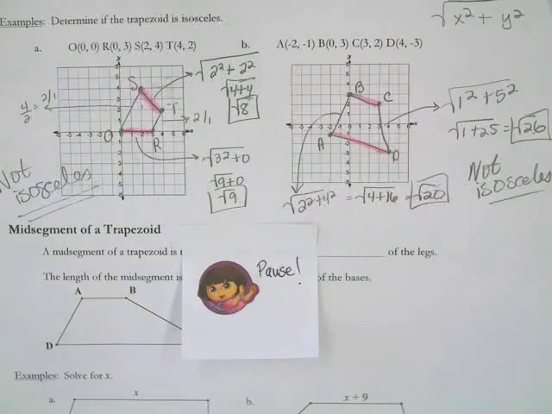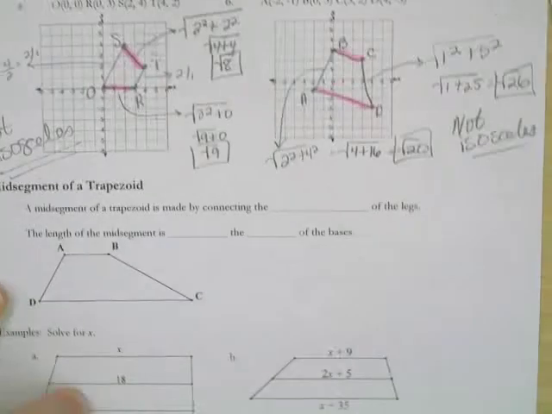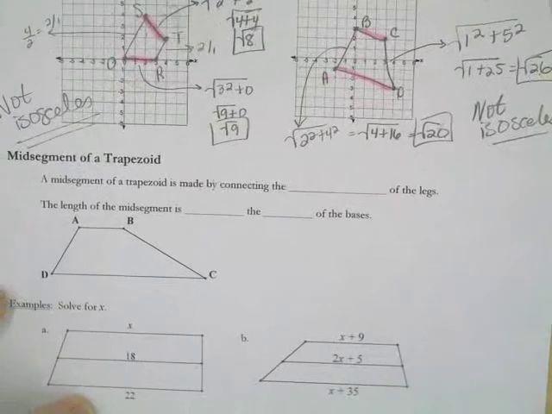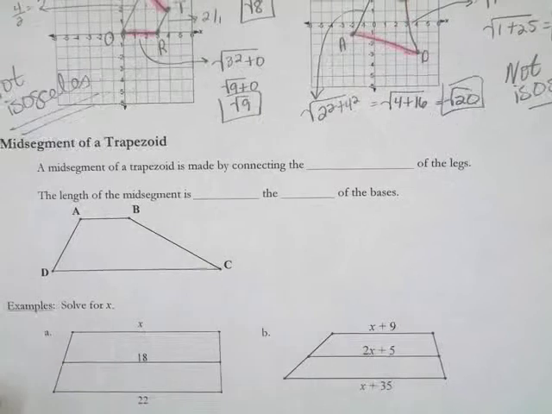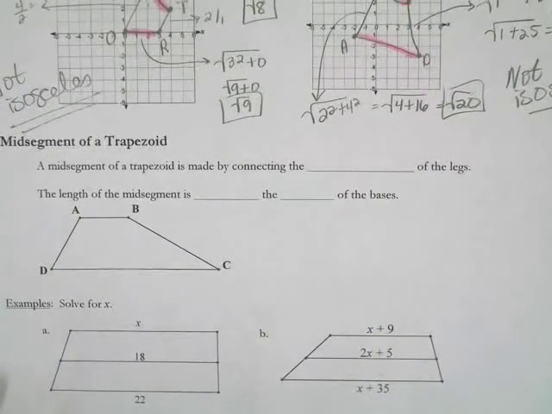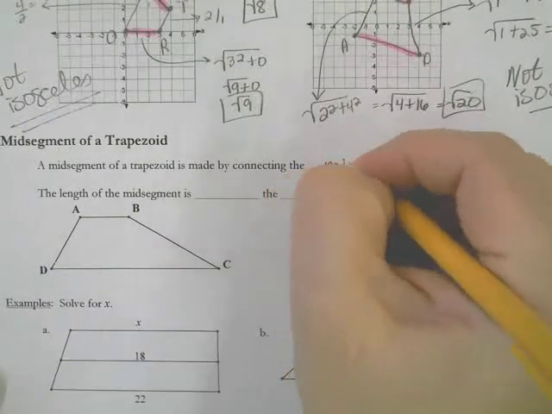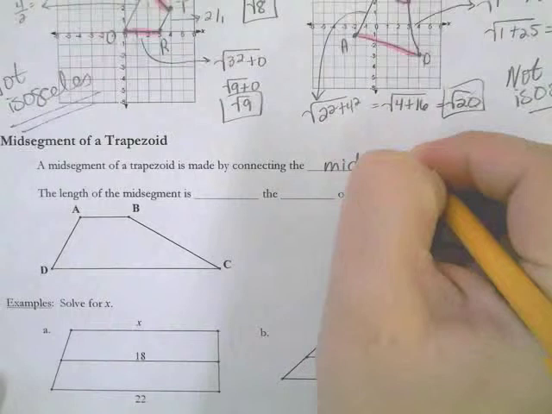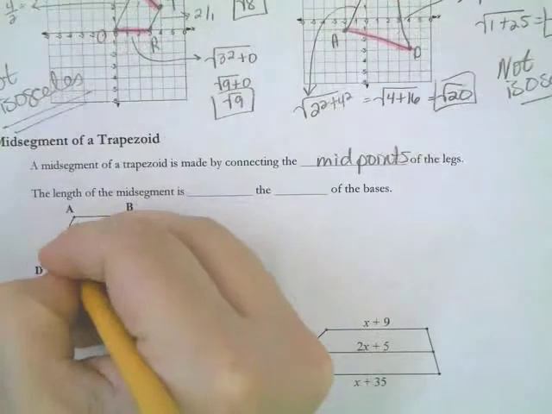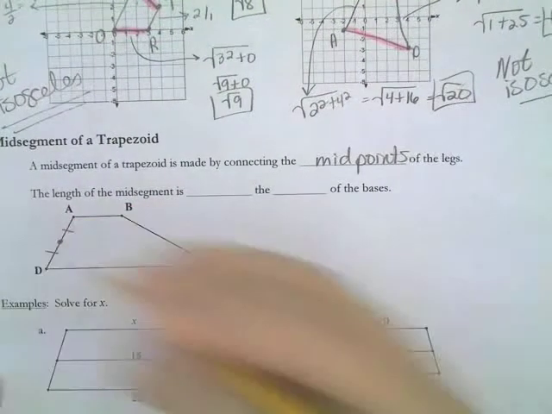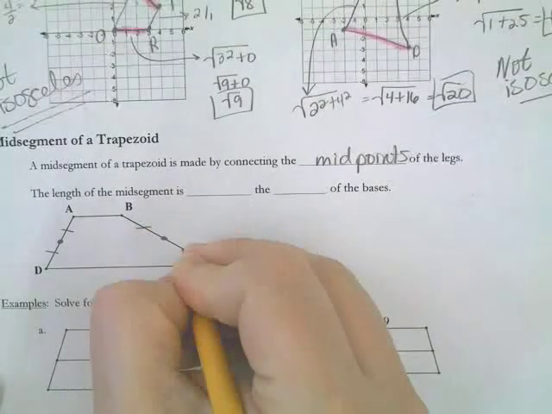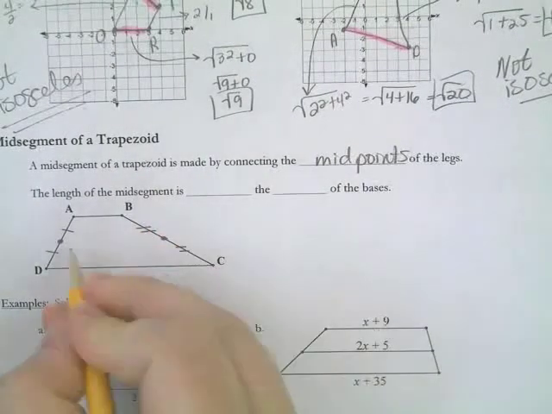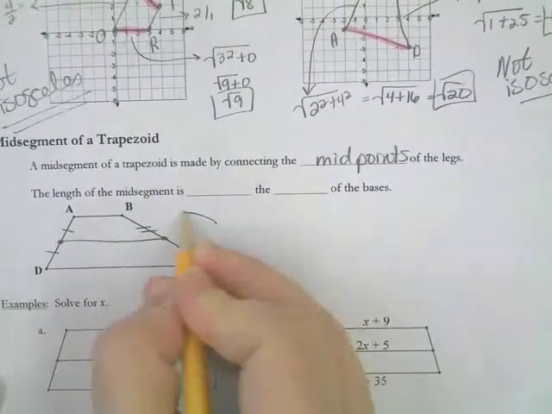All right. The next topic is called a mid-segment. And a mid-segment is kind of what it sounds like. It's in the middle. And so a mid-segment is made by connecting the midpoints of the legs. So I have the midpoint of AD, and I know it's the midpoint because they're equal. And then I have the midpoint of BC. And if I connect them, that right there is called the mid-segment.